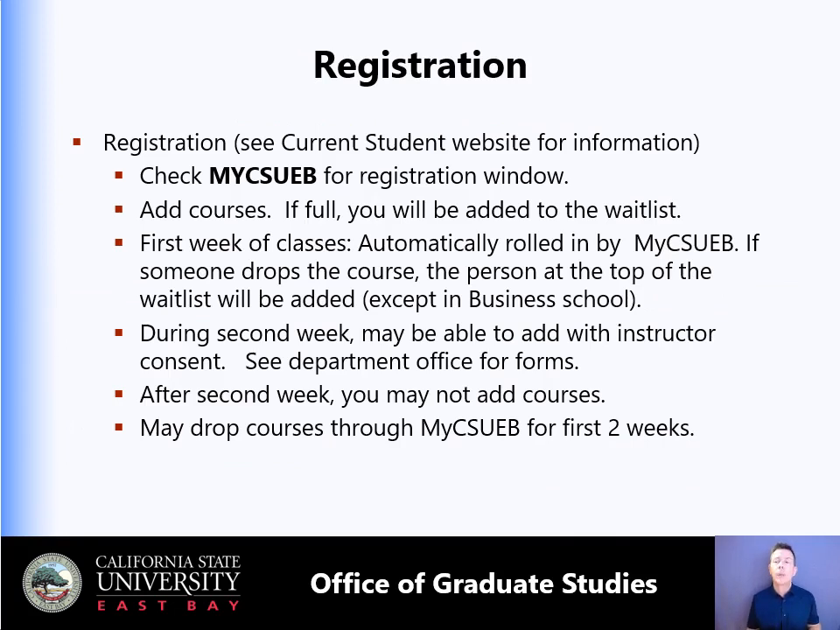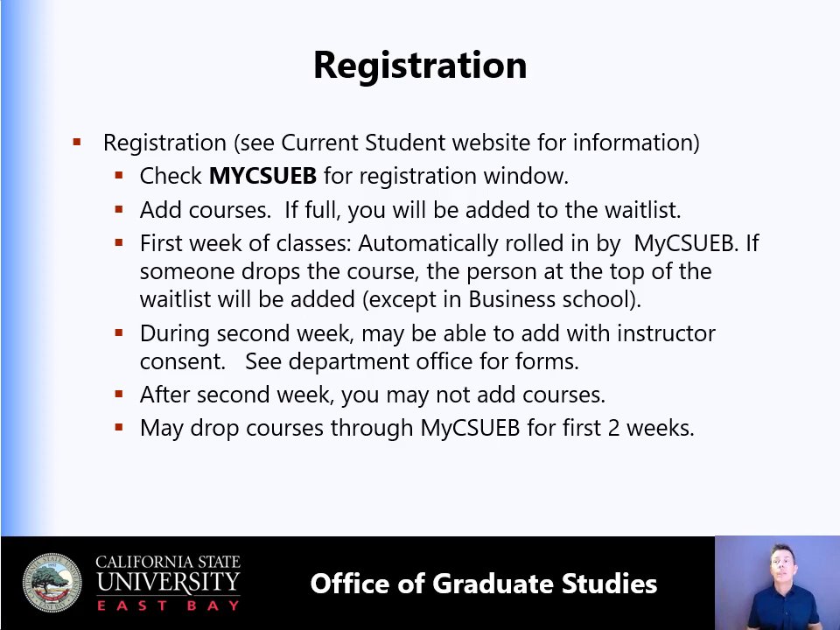Students are assigned registration windows during which time you're actually allowed to add classes. You can't just do it at any point in time. Your registration window is also available in MyCSUEB. It will show you when you're allowed to register and when you're not allowed to register. Hopefully you'll be able to add all the classes that you want, but sometimes in programs that are a little bit more impacted, you may not be able to add the class immediately. Instead, you can add yourself to the wait list for the course.